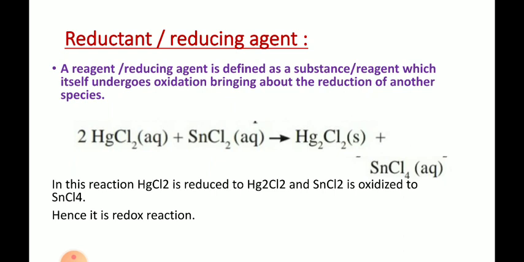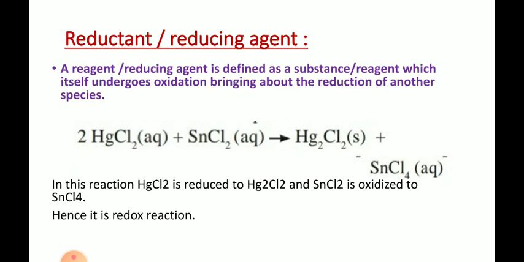Now what is meant by reductant and reducing agent? A reducing agent is defined as a substance or reagent which itself undergoes oxidation, bringing about the reduction of another species.